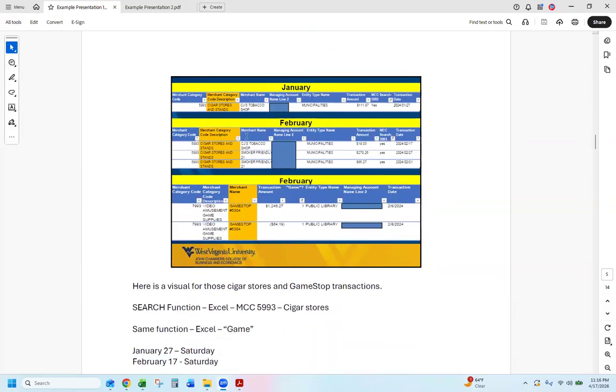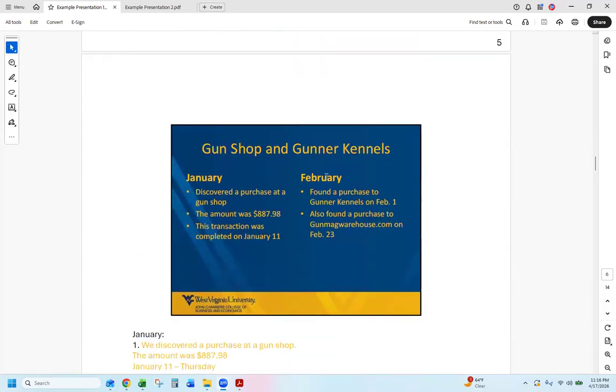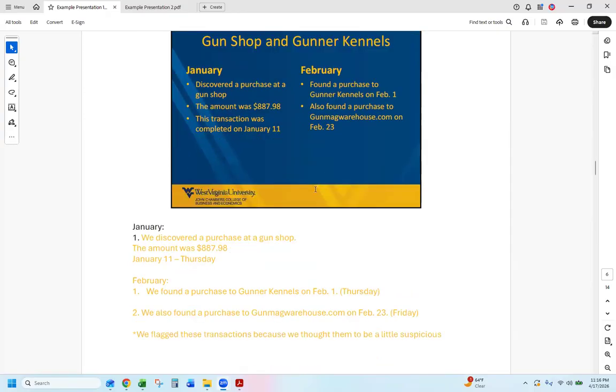Here were examples with smoker-friendly, different municipalities and stuff. You can see in my example here, I've blanked out anything that has names or anything. I want you to blank that stuff out. Yeah, Gunner Kennels and stuff from Gun Magazine Warehouse on February 23rd.